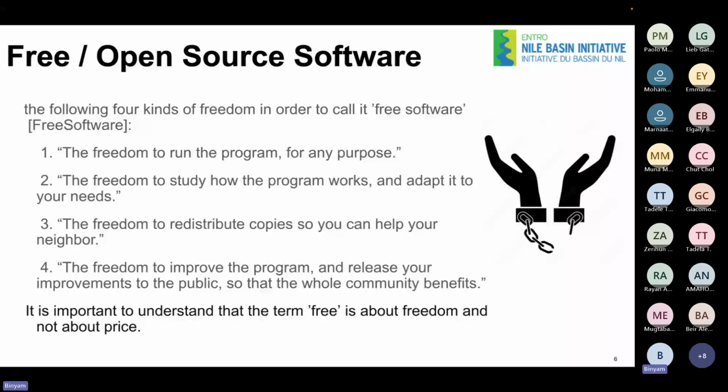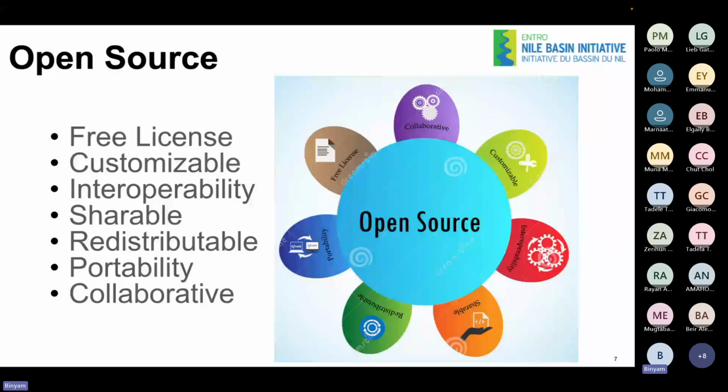So that means you have a free license. It is customizable, interoperable, shareable, redistributable, portable, and collaborative. All of these are characteristics of open source software.